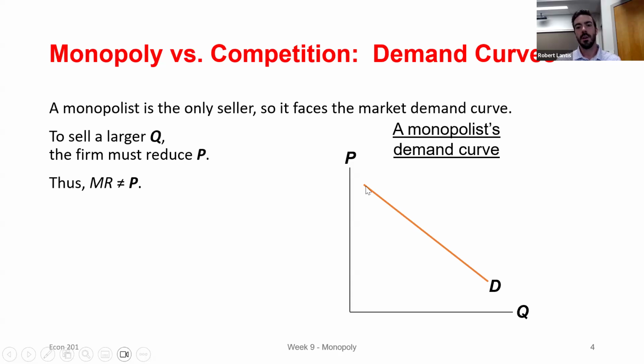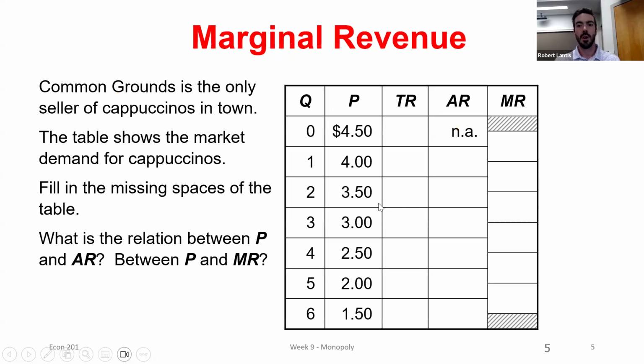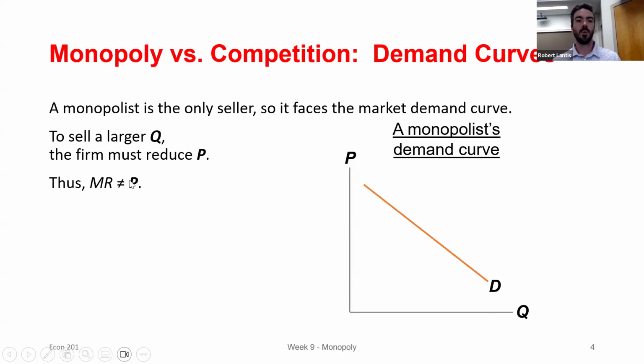Okay? So if a monopolist wants to sell more of its product, what is it going to have to do? It's going to have to convince more consumers that they want to buy it. So the first consumer has the highest marginal benefit. If I want to convince the second consumer to buy, I have to lower the price a little bit. So we know that marginal revenue won't quite be the same thing as price now.